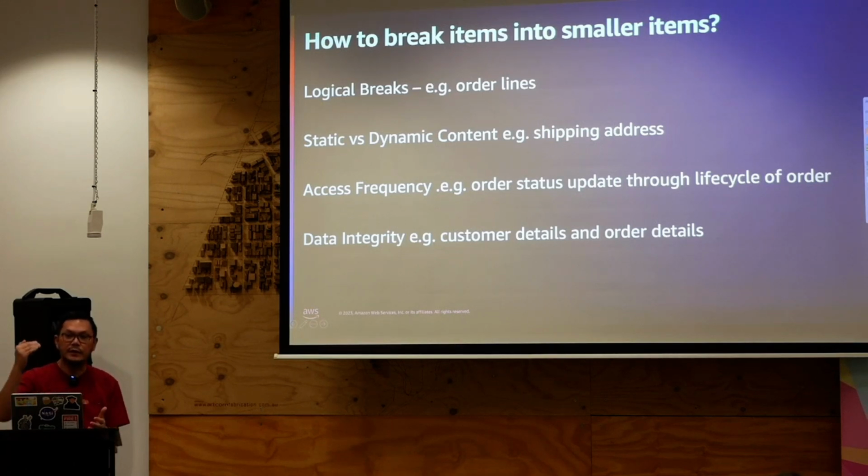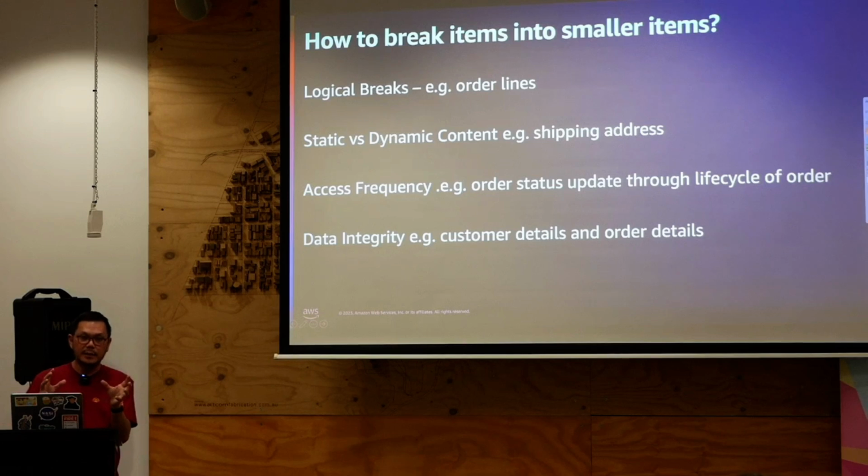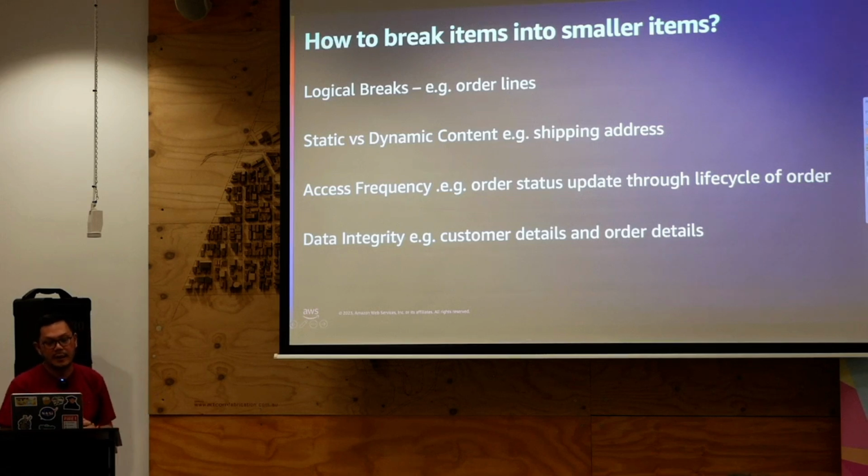So each of the order lines is a separate item that you can put on a separate row. The other one is to see which part of the item is dynamic and which part is static. Dynamic means that you update it quite often throughout the life cycle of your application. Then maybe you put that on a separate one, while the static one, you separate those two. That way, whenever you do an update, you only do it on the dynamic, and you don't have to pay the penalty for the static entry.